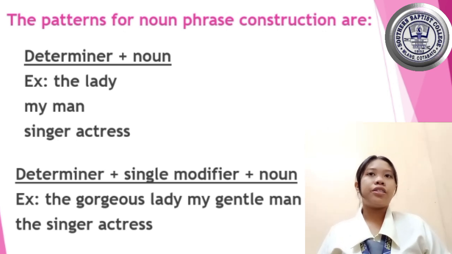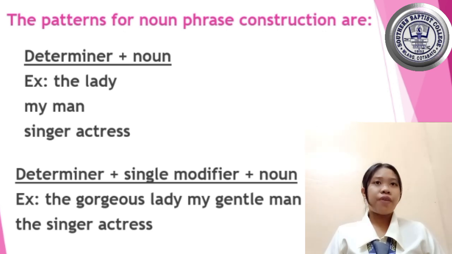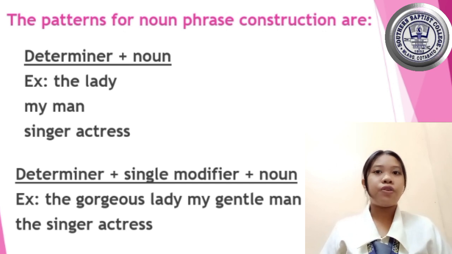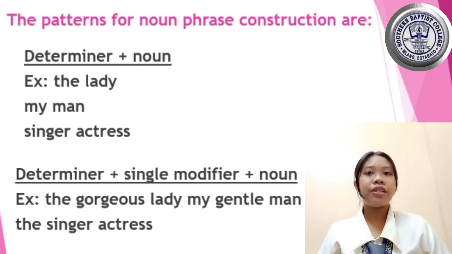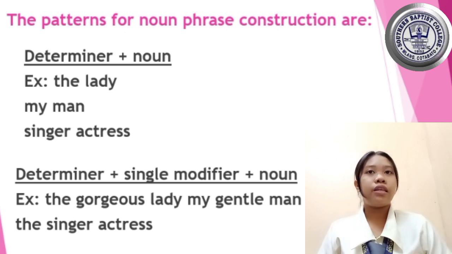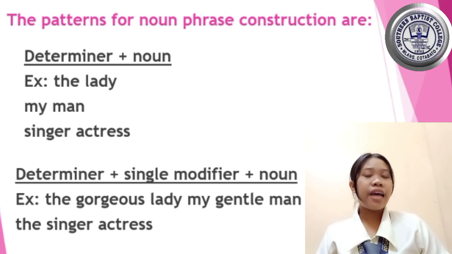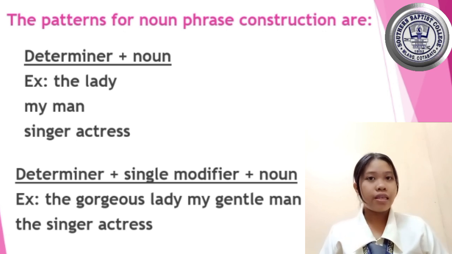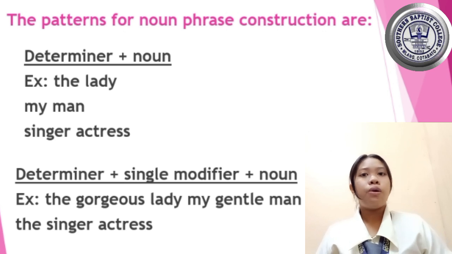The determiner is the word that comes before the noun to specify what you're talking about. It's like a signpost that points to a particular noun. So, from the lady, the determiner here is the word the, and the noun is lady. The noun is the word used to refer to people, places, things, and ideas. So, for the simple word, the noun is lady.